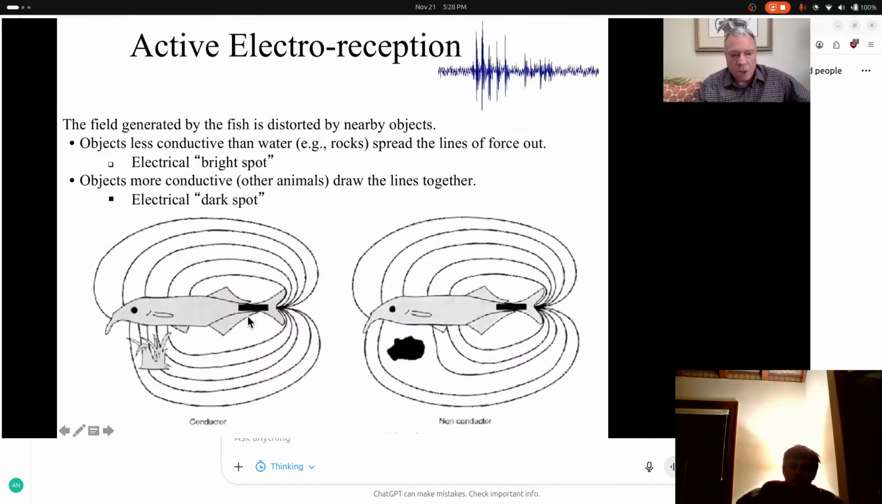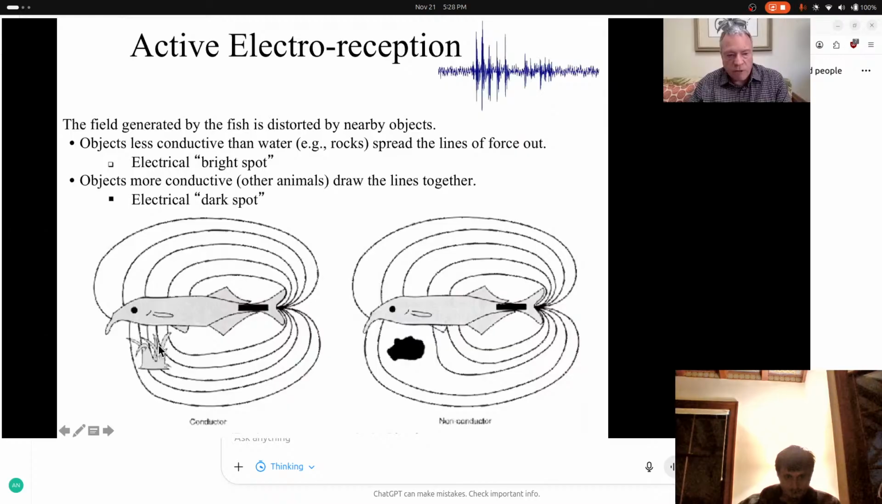And so here's looking at, again, generating an electric field around itself and how that's distorted. A live organism tends to focus it because it's got higher ion content than the fresh water around it, whereas an inert object like a rock is spreading that out. So by detecting distortions in the electric field, it can detect the proximity and quality of objects around it.